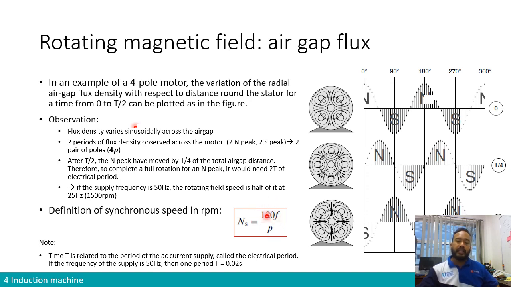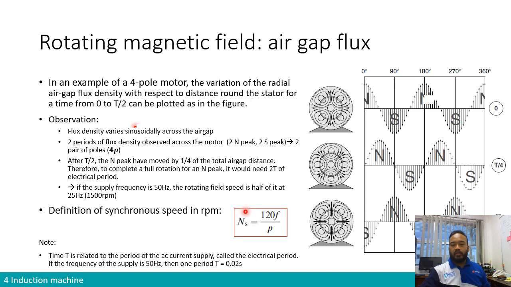So the 120 is basically coming from the conversion of frequency into RPM, and then of course there is also the multiplication by 2 to take into consideration the pair, right? So 2 poles is one pair, so that's where this 120 comes from. So it's basically 60 times 2.